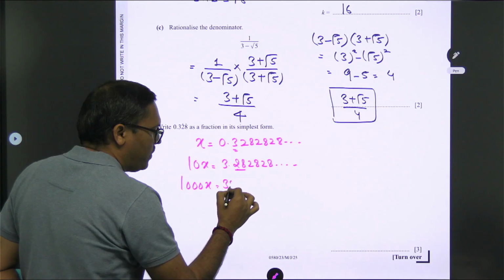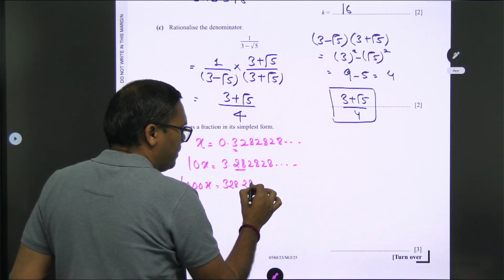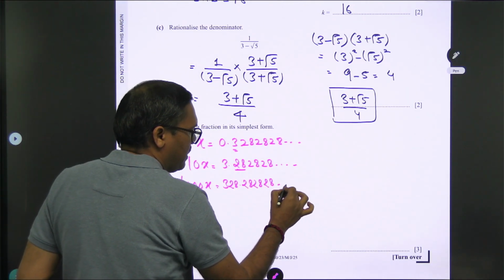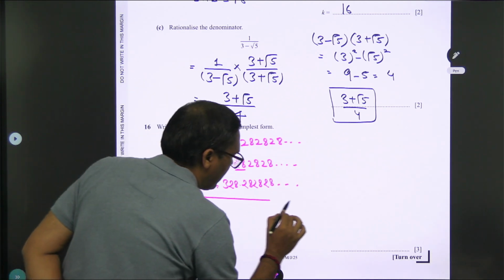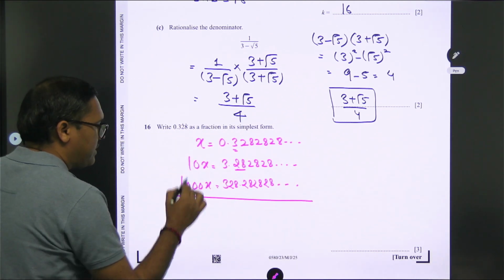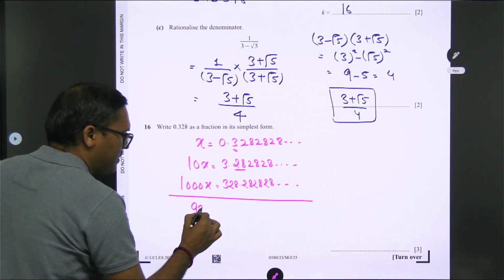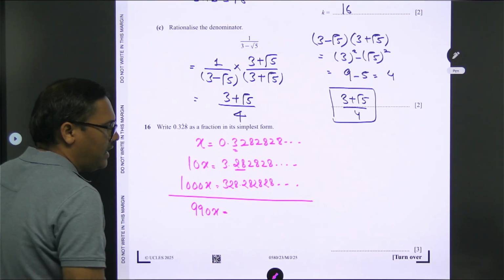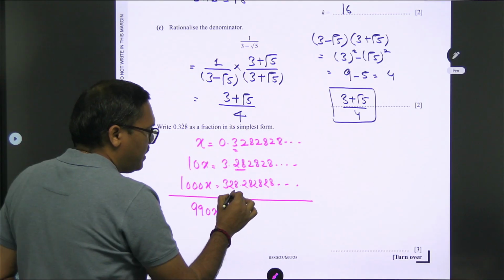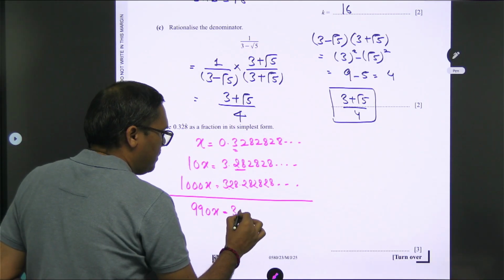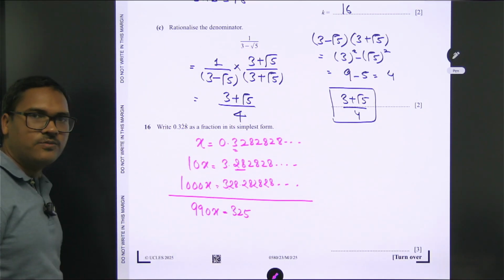And this will become 328.282828 and so on. Now if you subtract this, you can see this is 1000 minus 10. This is 990. And you can see this 28 block will be cancelled. And this is 328 minus 3, which is 325. I hope this is clear.